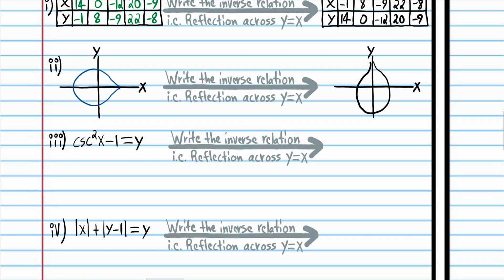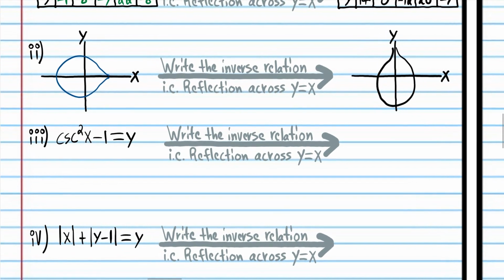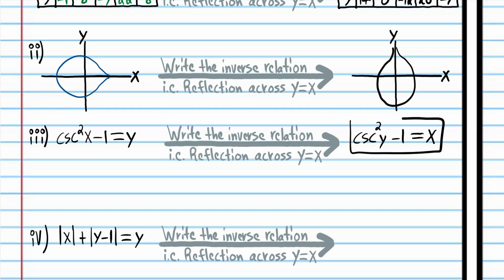Okay, so now remember, when you find the inverse equation, you simply switch the x's and the y's. So we have cosecant squared y minus 1 is equal to x. So you just switch the x's and the y's. That's the inverse relation.